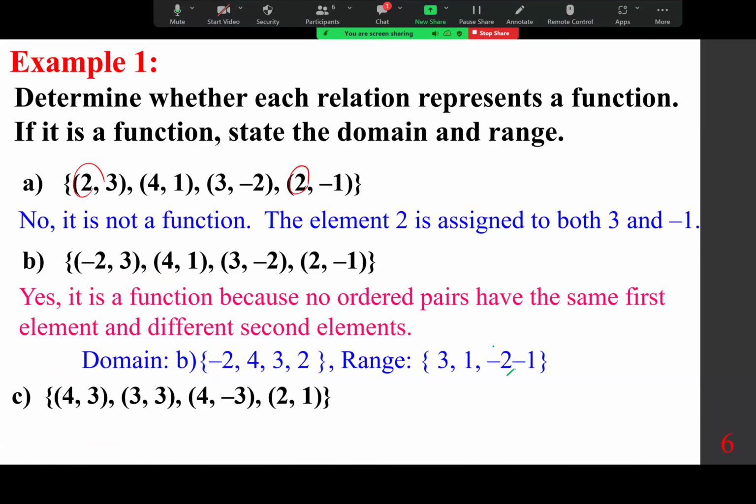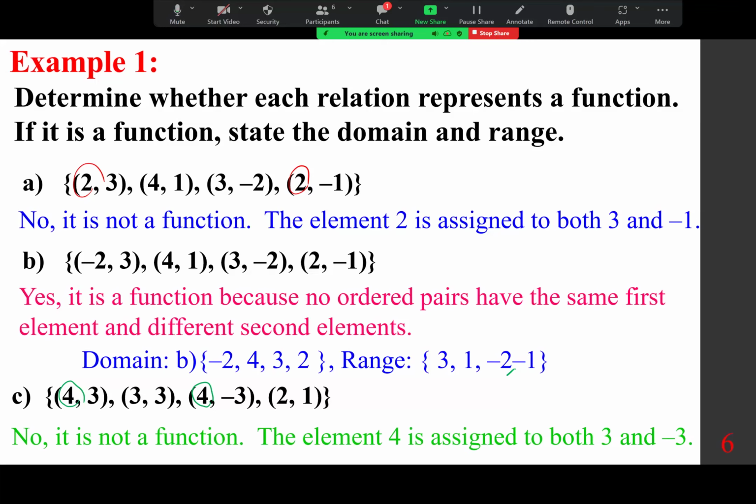What about the last one? Notice the first elements are 4, 3, 4, 2. So since 4 repeats, this is not a function. So no, it is not a function. The element 4 is assigned to both 3 and negative 3. That fails to be a function.